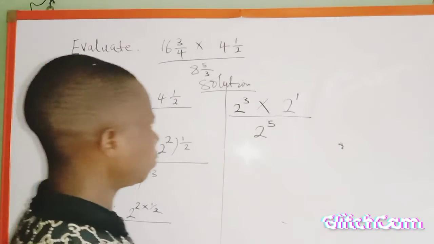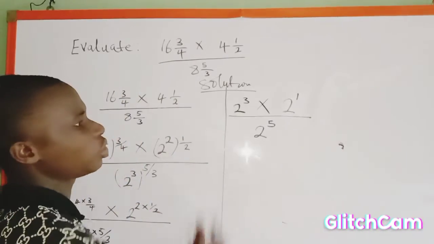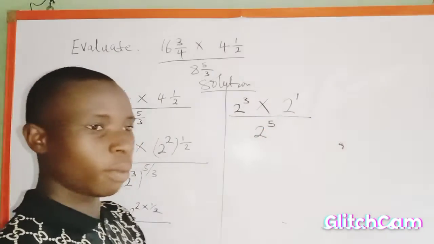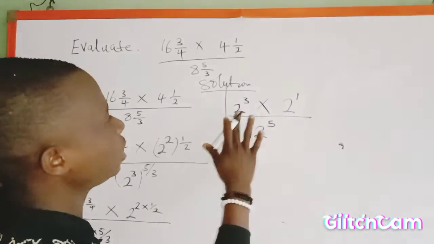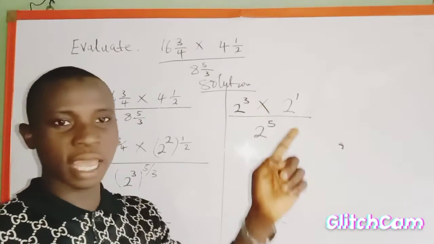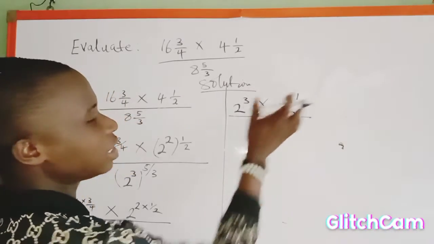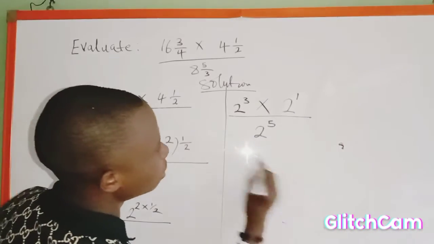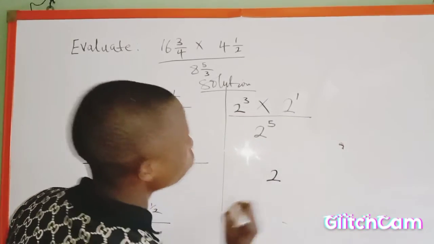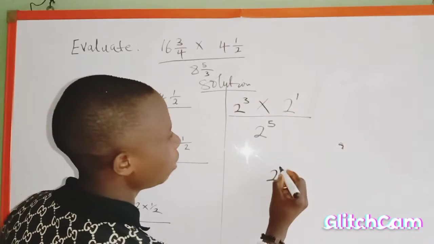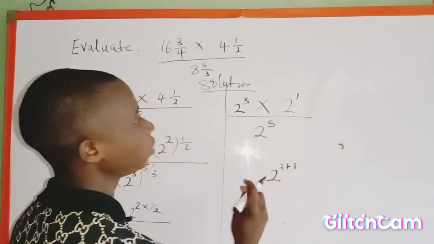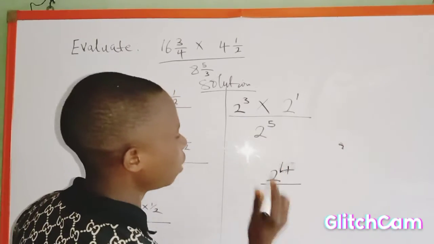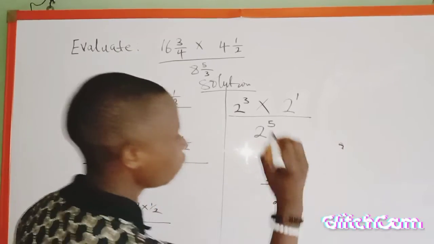Again, I want to show you something. This is multiplication, and if you look at the bases in the numerator, they are equal. Remember the law of indices that says when the bases are equal and there is a multiplication sign between them, we add the powers and pick one of the bases because they are equal. So we have 2, then we add the powers, which is 3 plus 1. 3 plus 1 gives me 4. Then all over 2 raised to the power of 5.